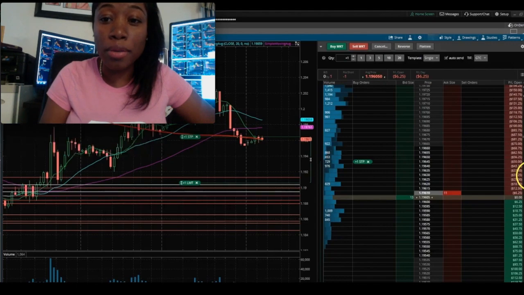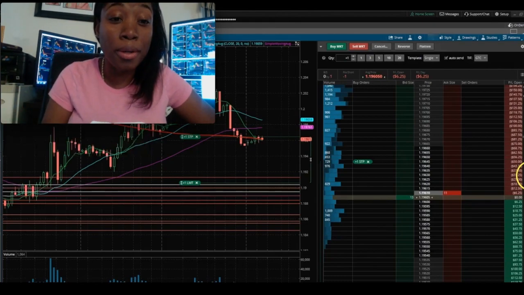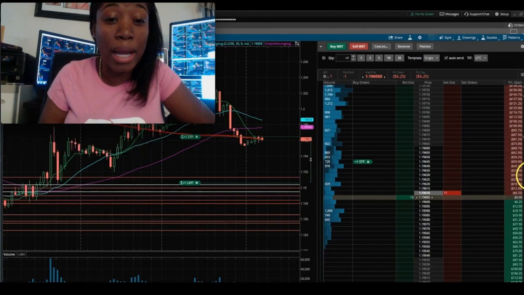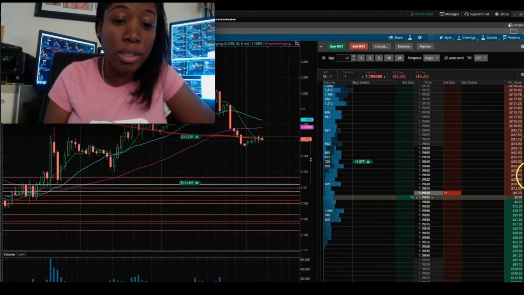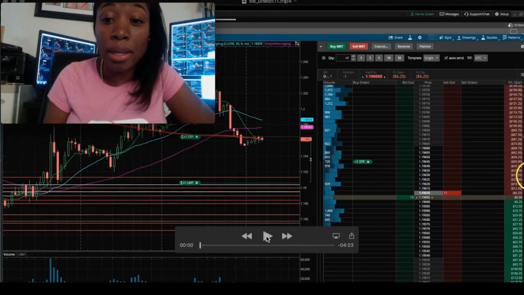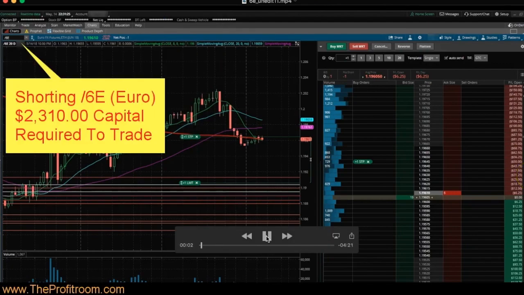So the requirement for this trade, I just needed $2,300 in this account just to do one contract. And with one contract, I closed the position out to make a 20% return, all while I basically slept. So I woke up, saw where the trade was at, and I just closed it out. So here's the recording, and I'll walk you exactly through the process.